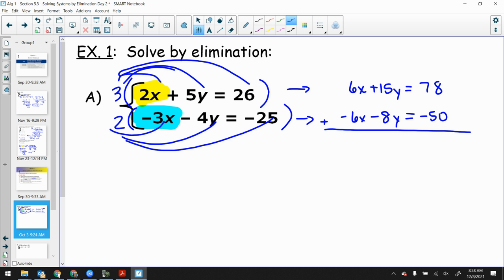See, like I said, when we have multiplied one or both of the equations, the numbers tend to get a little bit larger. Don't let big numbers scare you. It's going to be okay. They tend to even out in the end. Like, for example, here, this is going to end up getting us 7y is equal to 28. And that is a very easy equation to solve. That's just 4.